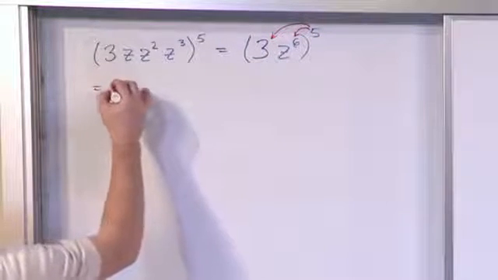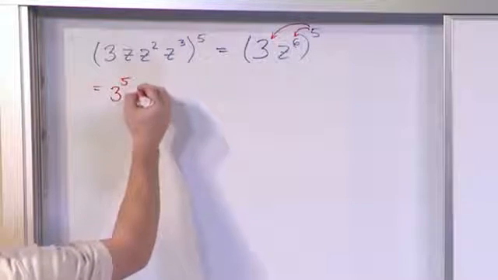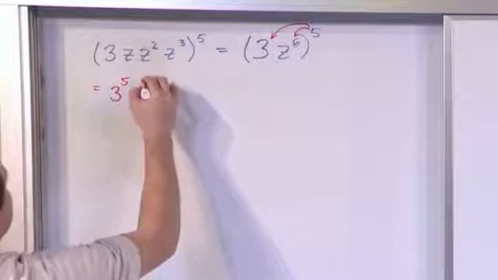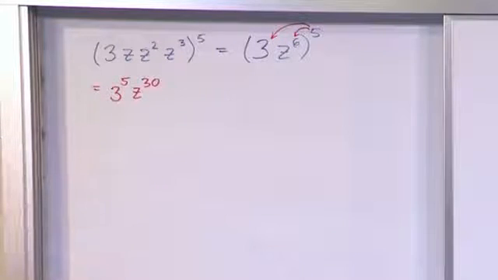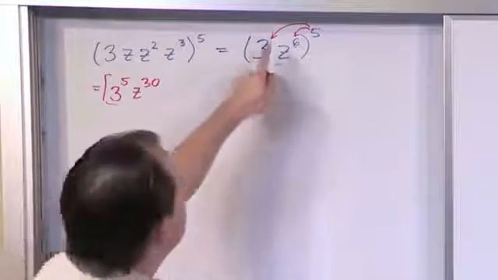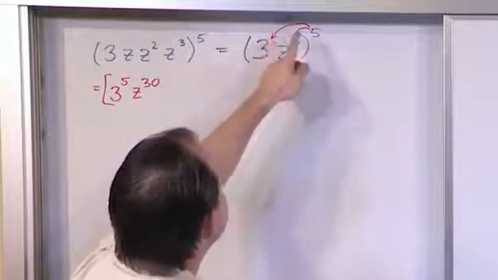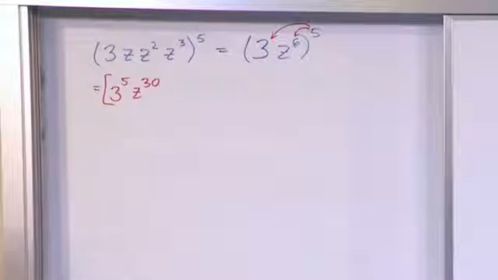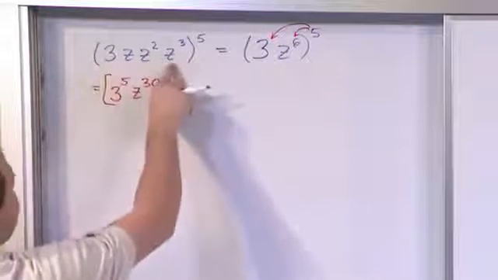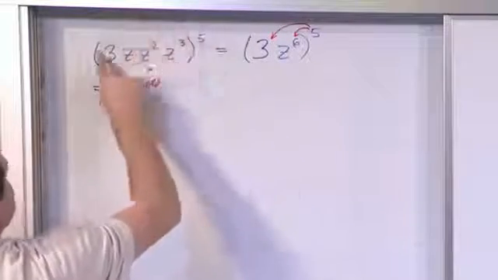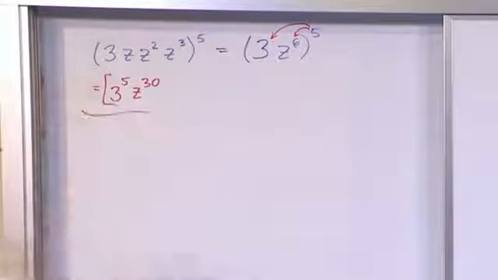So what you're going to have is 3 raised to the power of 5 times z raised to the power of 6 times 5 is 30. So you're going to have 3 to the 5, z to the 30th. Notice this is like 3 to the 1, so 1 times 5 is 5, 6 times 5 is 30. And you get the same answer either way. We combined first and then applied the exponent. If I apply the exponent to everything individually and then simplify, I'm going to get exactly the same answer. And that's always the way it should be.